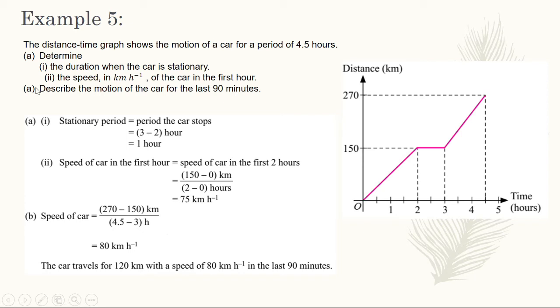Okay, for B, this is B. Describe the motion of the car for the last 90 minutes. Where is the last 90 minutes?